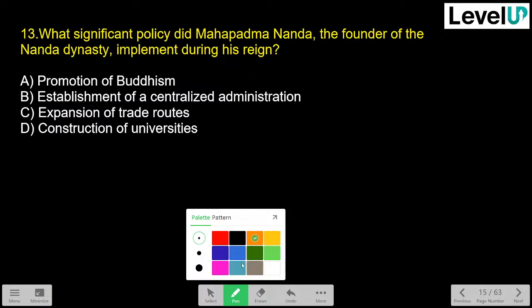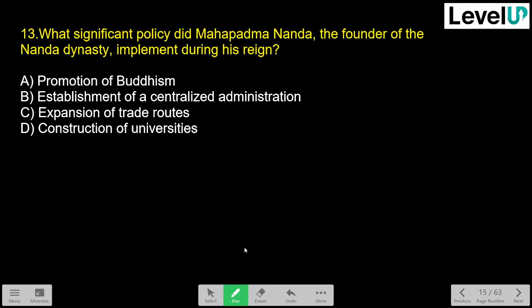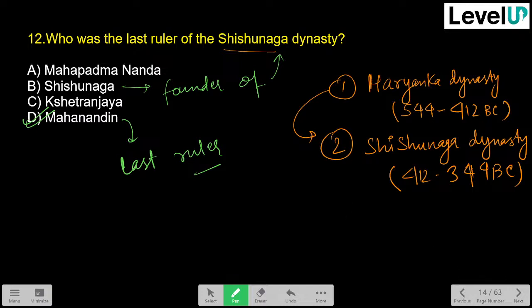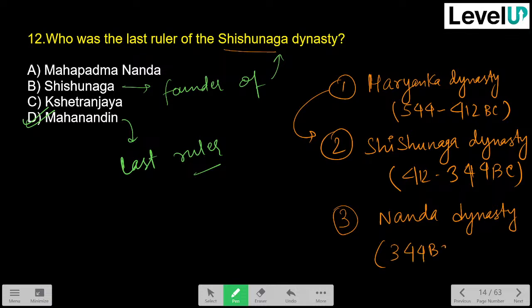What significant policy did Mahapadmananda, the founder of the Nanda dynasty, implement during his reign? Here you should know that the third was the Nanda dynasty, from 344 BC until the Mauryans arrived, till 322 BC, or sometimes written as 323 BC. This is the chronology.